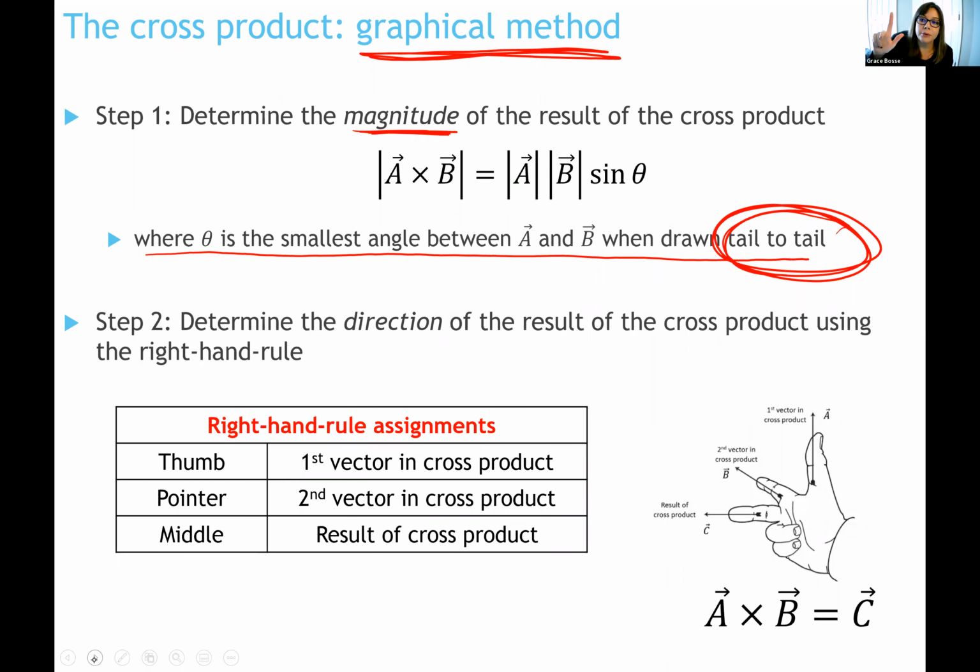All right, and now your middle finger describes the result of the cross product. Your middle finger has to be perpendicular to your palm, because your palm represents that surface area between vectors A and B. So it is very important that you do maintain a 90-degree angle between your middle finger and your palm. All right, but that's how you determine the direction of the result of the cross product. So let's do an example.